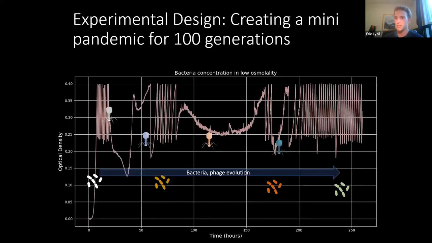A typical experiment looks like a miniature pandemic. So at the beginning, I would inoculate with bacteria and phage, and they would enter an arms race where the bacteria would evolve to become resistant, and the phage would possibly counter with a new variant. This would continue till the end.